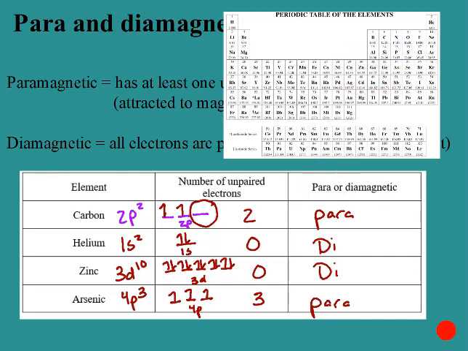If you're only asked, is it para or diamagnetic, the easiest way to tell is, where's it at? The only way something is going to be diamagnetic is if it's in S2, D10, or P6. If it's in one of those columns, then it's going to be diamagnetic. All others are going to have at least 1 unpaired electron. So carbon, it's here, it's paramagnetic. Helium is here, diamagnetic. Zinc here, diamagnetic, and arsenic here, paramagnetic. If I asked about calcium, it's in this column, must be diamagnetic.